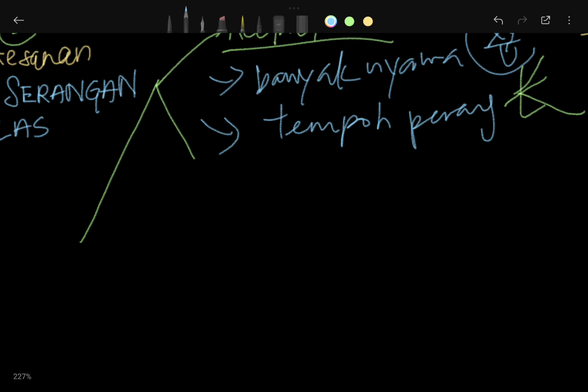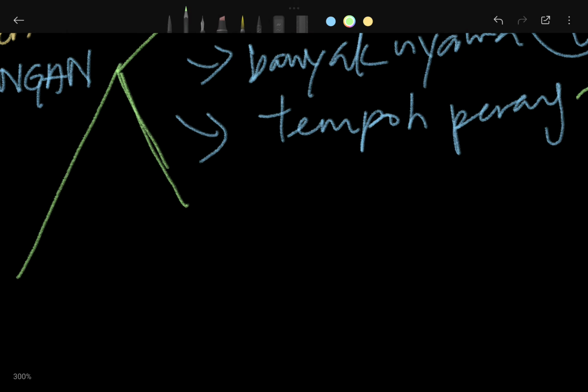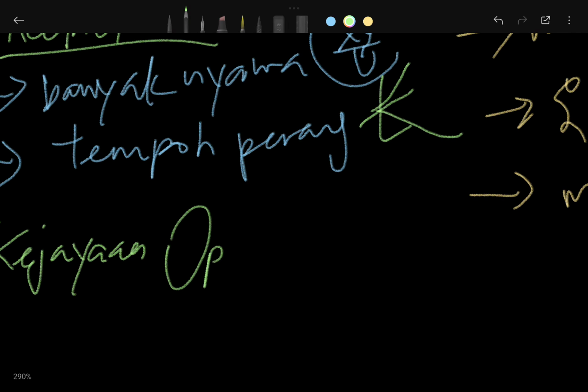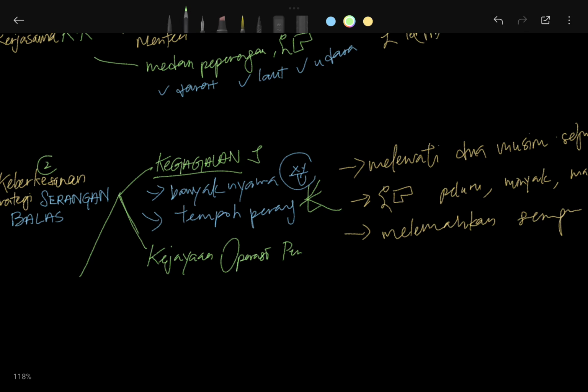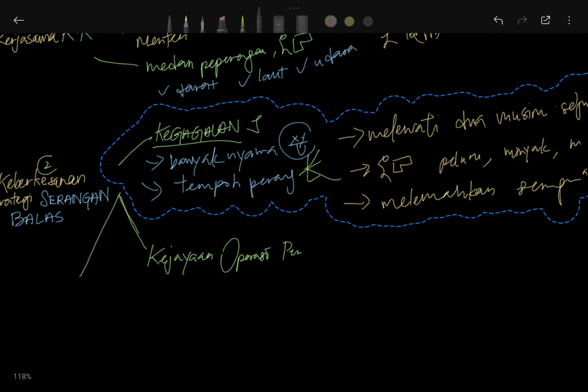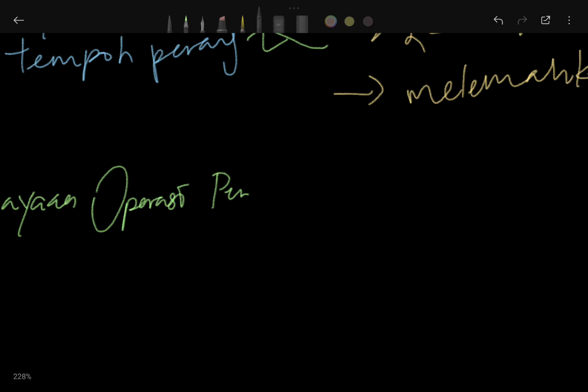Kejayaan operasi pendaratan tentera bersekutu. After them losing and surrendering, kejayaan means the success of another operasi of landing, pendaratan. Let me free up some space really quick. Operasi pendaratan meaning the operation to land, okay? Operasi pendaratan by your tentera bersekutu.